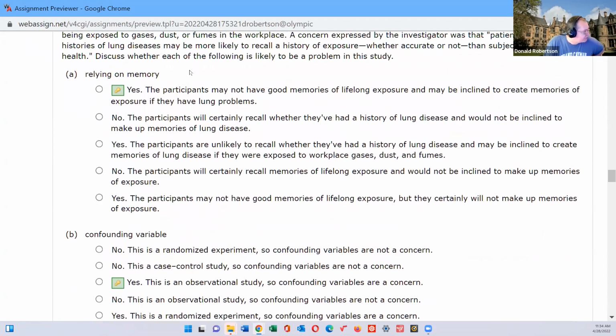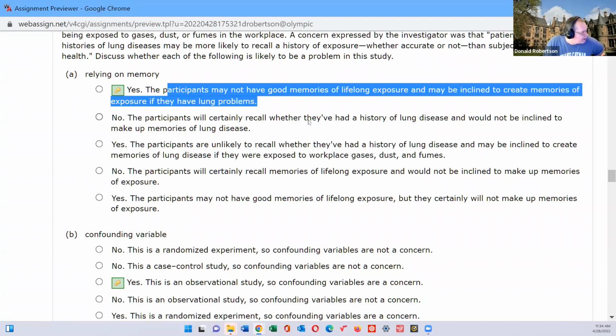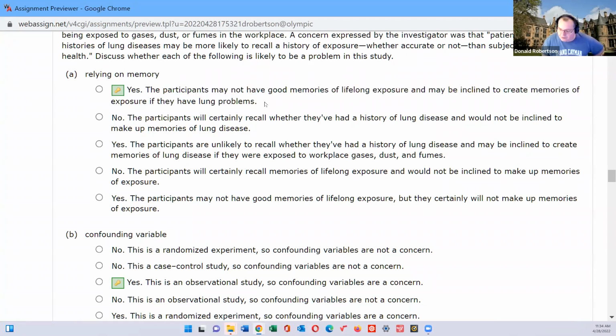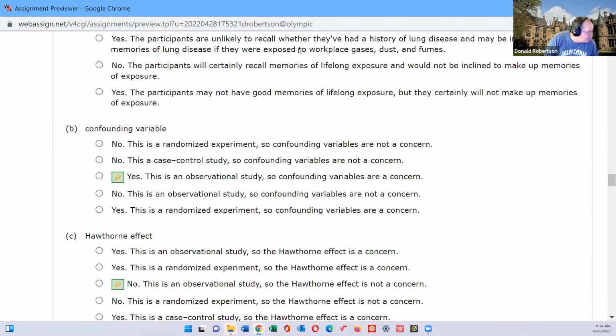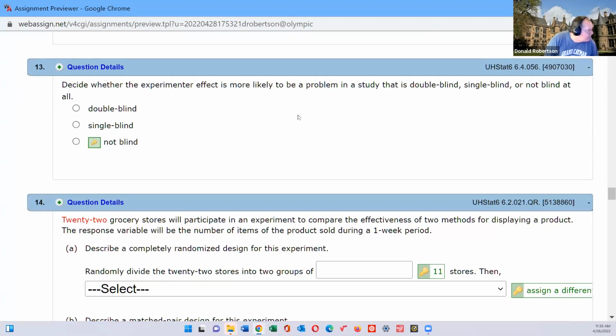And they say yes. Let's see what their yes is. Relying on memory, yes. Discuss whether each of the following is likely to be a problem. Relying on the memory, yes. Participants who may not have a good memory of lifelong exposure may also be inclined to create memories of exposures if they had lung cancer. So even if you don't remember it, sometimes you kind of believe that you remember incidences that may or may not have happened. Confounding variable, there's a choice, and there's that Hawthorne effect that we know.